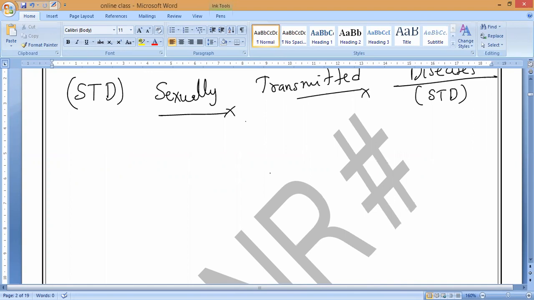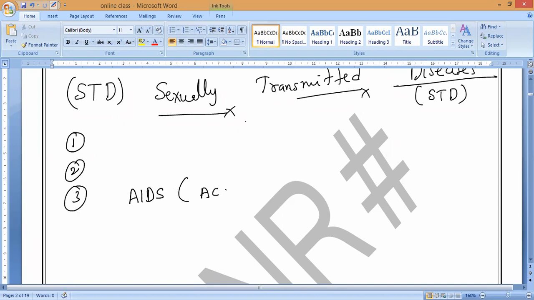This is what we call STD. Because of sexual contact, the infection passes from one person to another. So a healthy person can also get an STD by making sexual contact with an infected person. Some of the most common sexually transmitted diseases are three. One well-known disease, a lifelong sin for everybody, is AIDS.